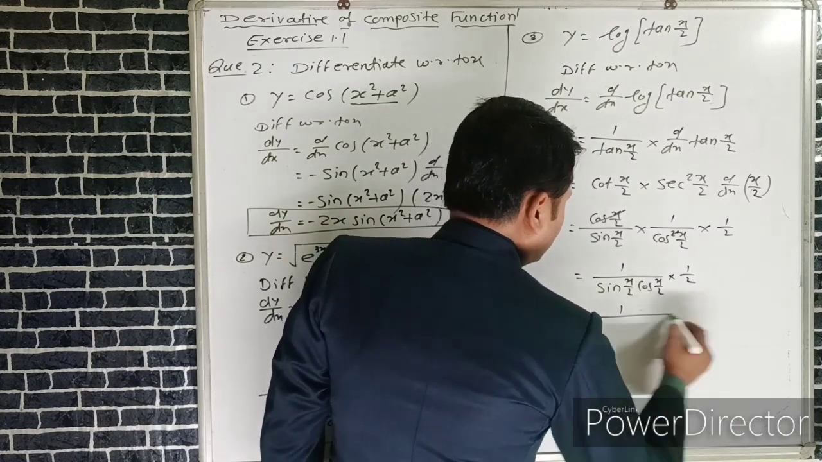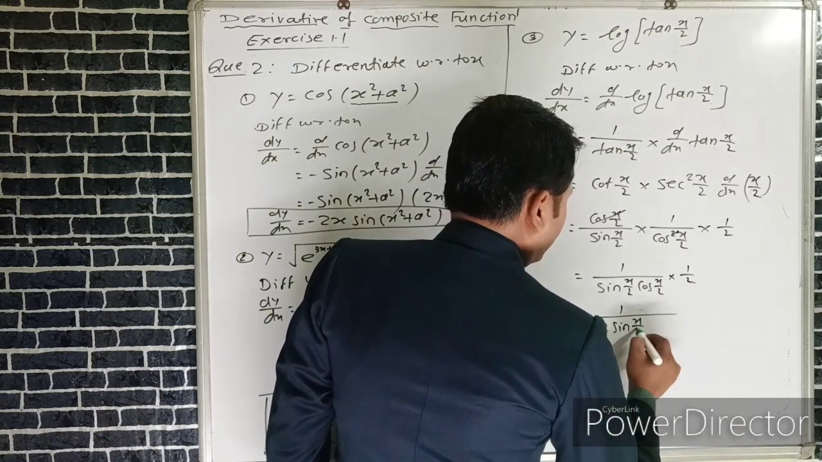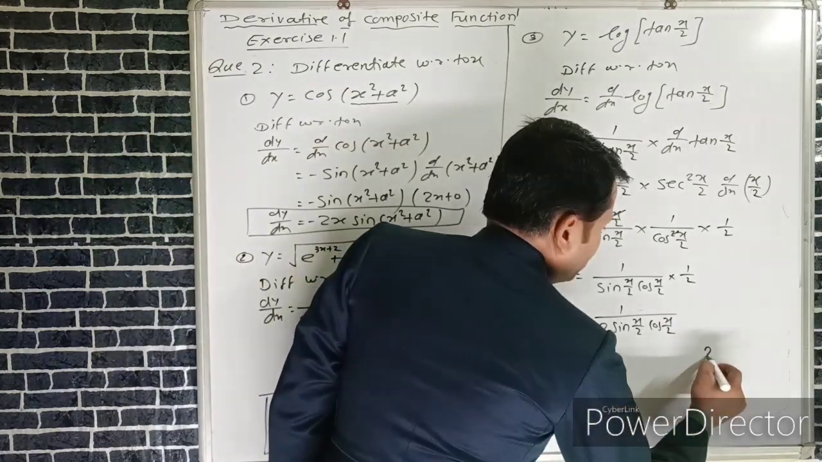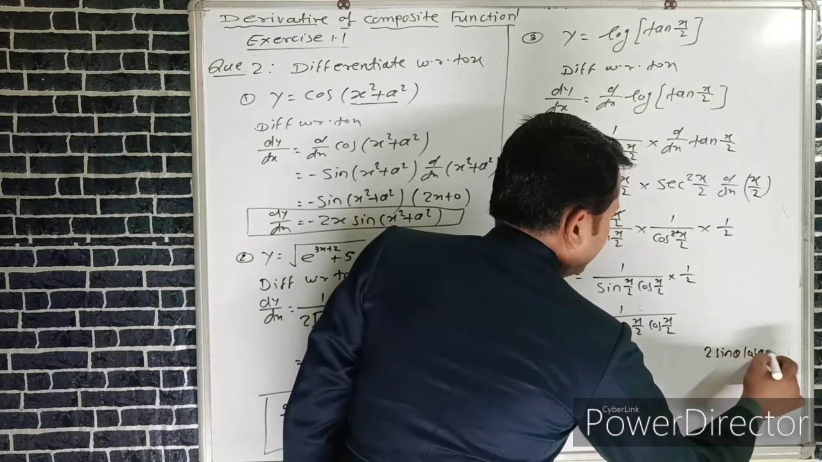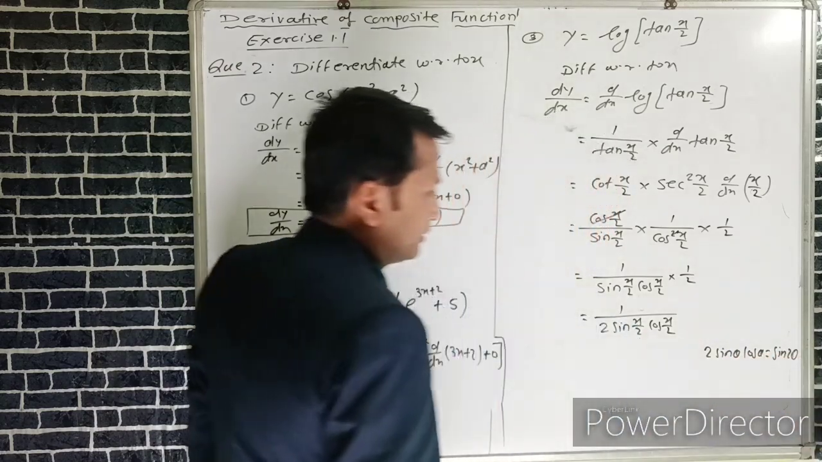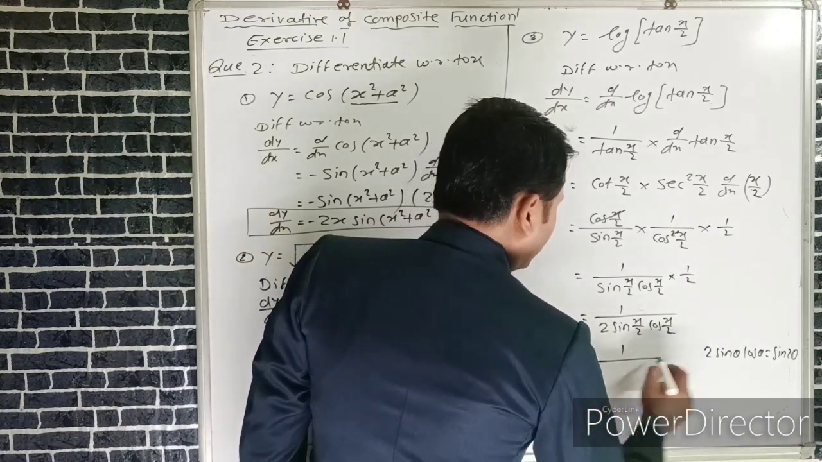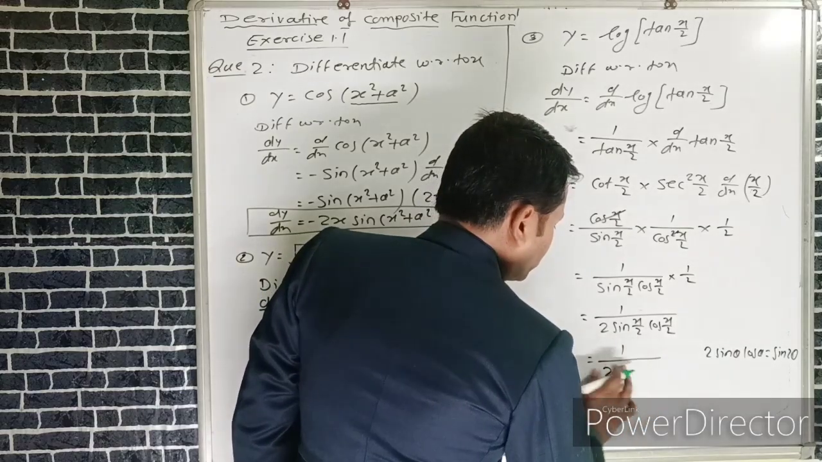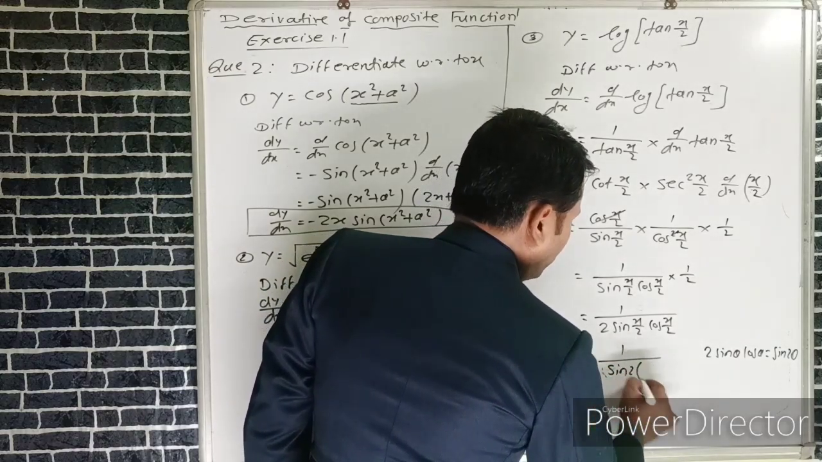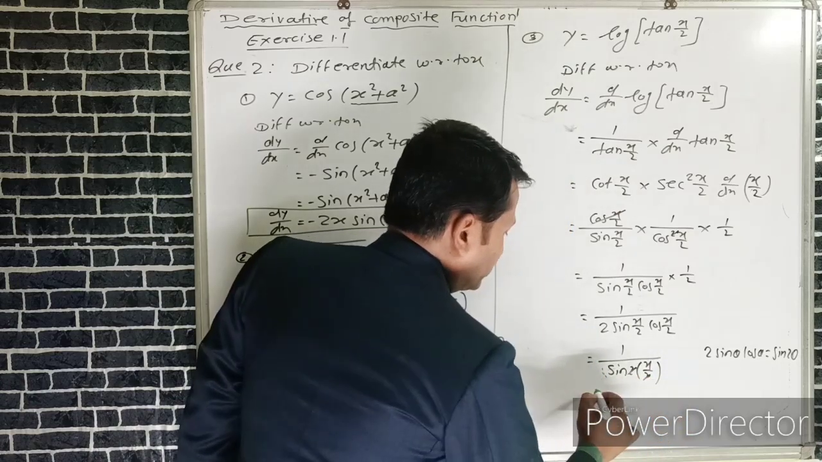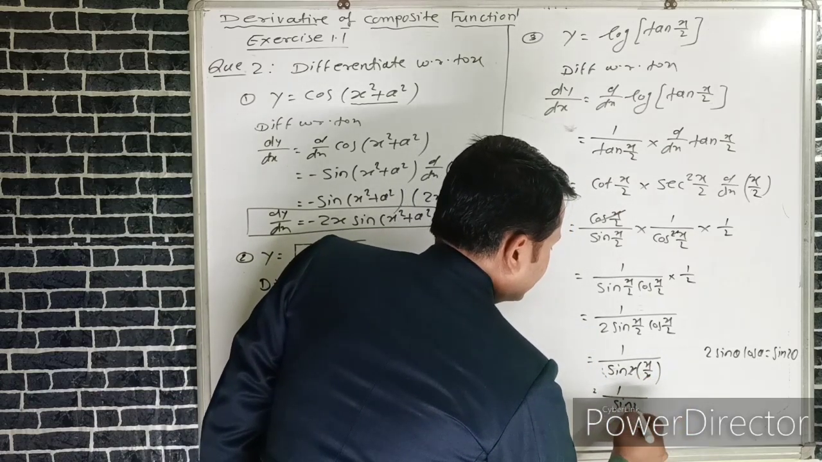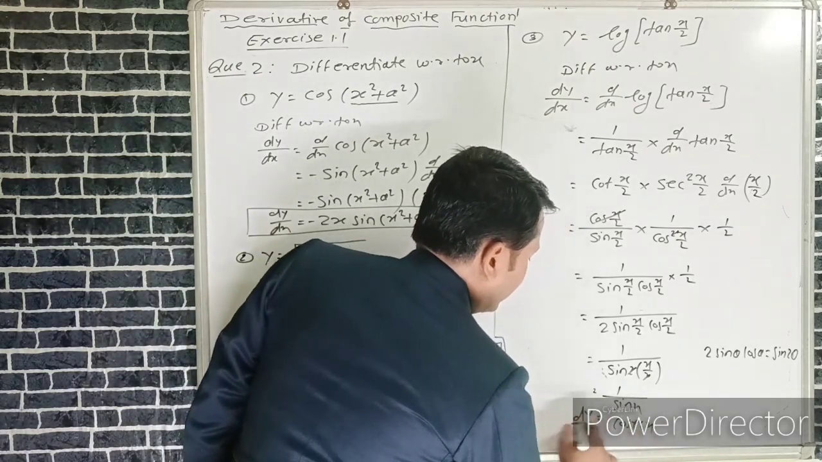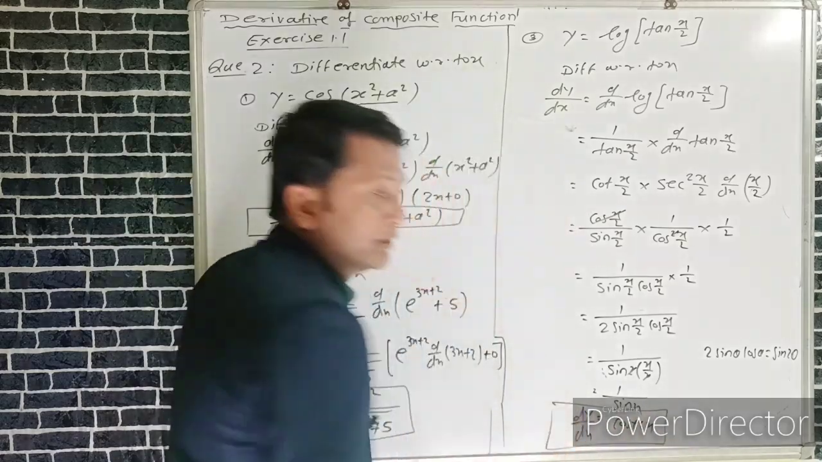It can also be written as 1 upon 2 sine of x by 2 into cos of x by 2. We know that 2 sine theta into cos theta is equal to sine 2 theta. Hence 2 sine of x by 2 into cos of x by 2 is sine of 2 times x by 2. If we cancel 2, then we get 1 upon sine x, and 1 upon sine x we can also write as cosec x, which is the required derivative dy upon dx.